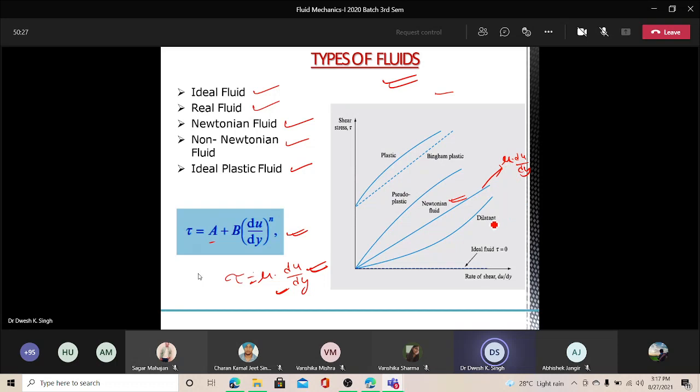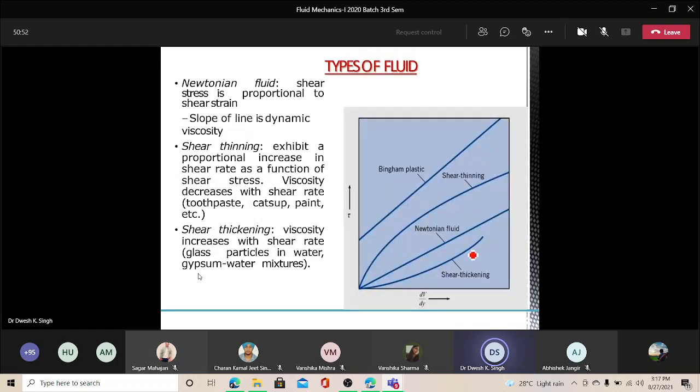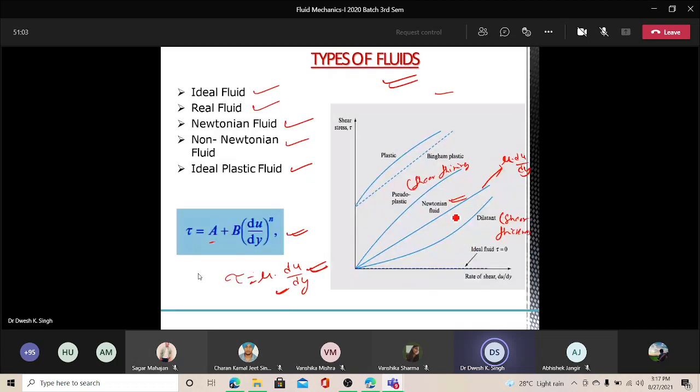Now there are further fluids like dilatant fluid and pseudoplastic fluid. The dilatant is also called the shear thickening fluid. Here it is the shear thinning fluid. This is thinning, this is thickening. They both behave in the opposite manner. Let me show you another graph. Here you will find the shear thickening and shear thinning fluid.